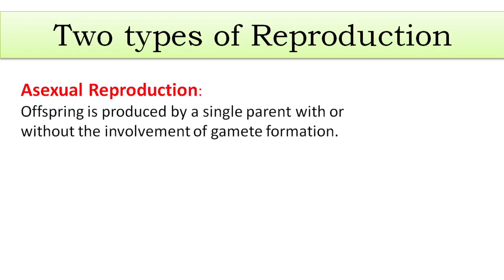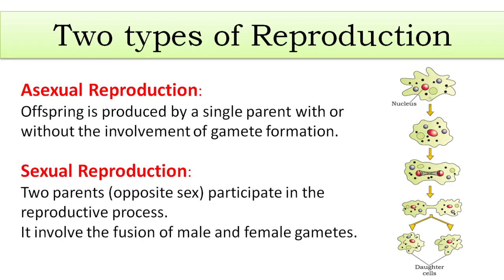We have got two types of reproduction: asexual reproduction and sexual reproduction. Asexual reproduction is when the offspring is produced by a single parent with or without the involvement of gamete formation. That is called asexual reproduction because there is only one individual.